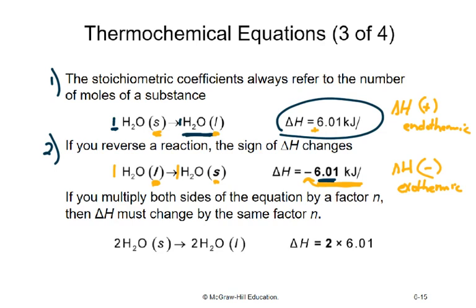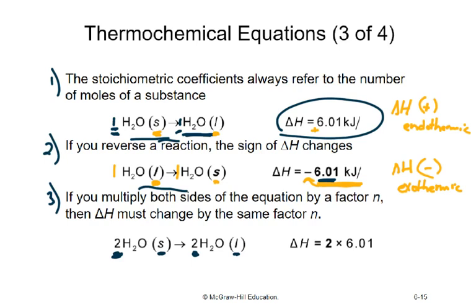Well, let's look at the third guideline here. It says that if you multiply both sides of the equation by a factor n, then delta H must also change by the same factor. So if I take this same reaction we've been looking at, here I am melting water again. I'm going from ice to liquid water, but I doubled the amount of matter now. How do I know I doubled the amount of matter? Well, look at this stoichiometric coefficient. Here it's 2, whereas here it was 1. I have twice the amount of ice here, and I'm melting it to produce twice the amount of water.